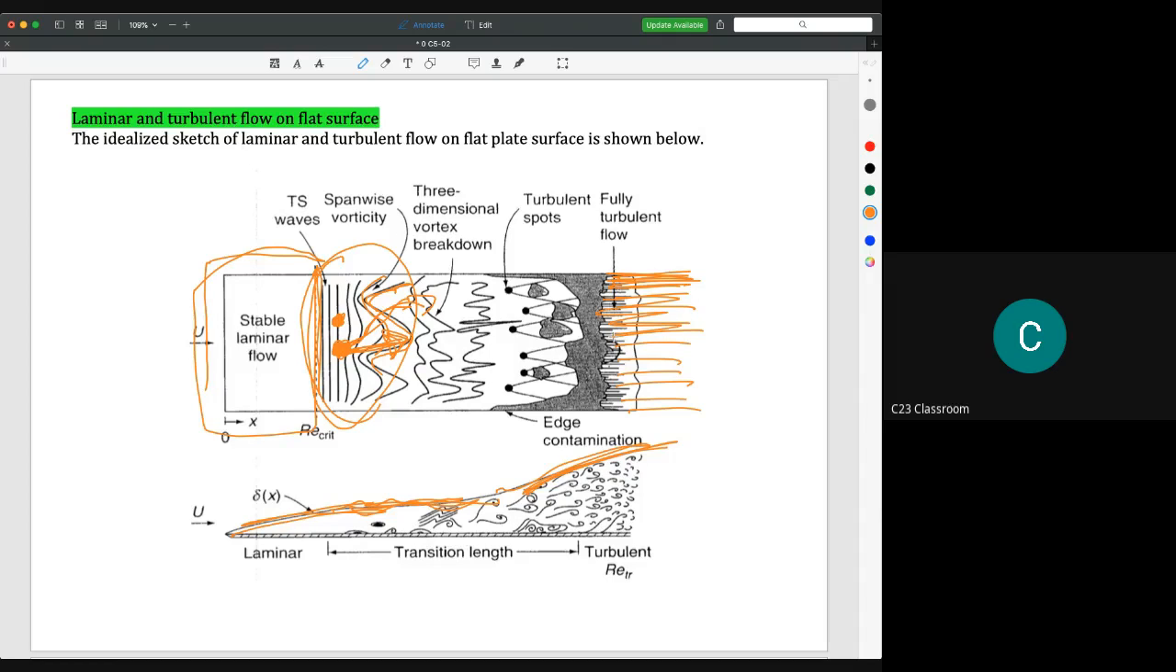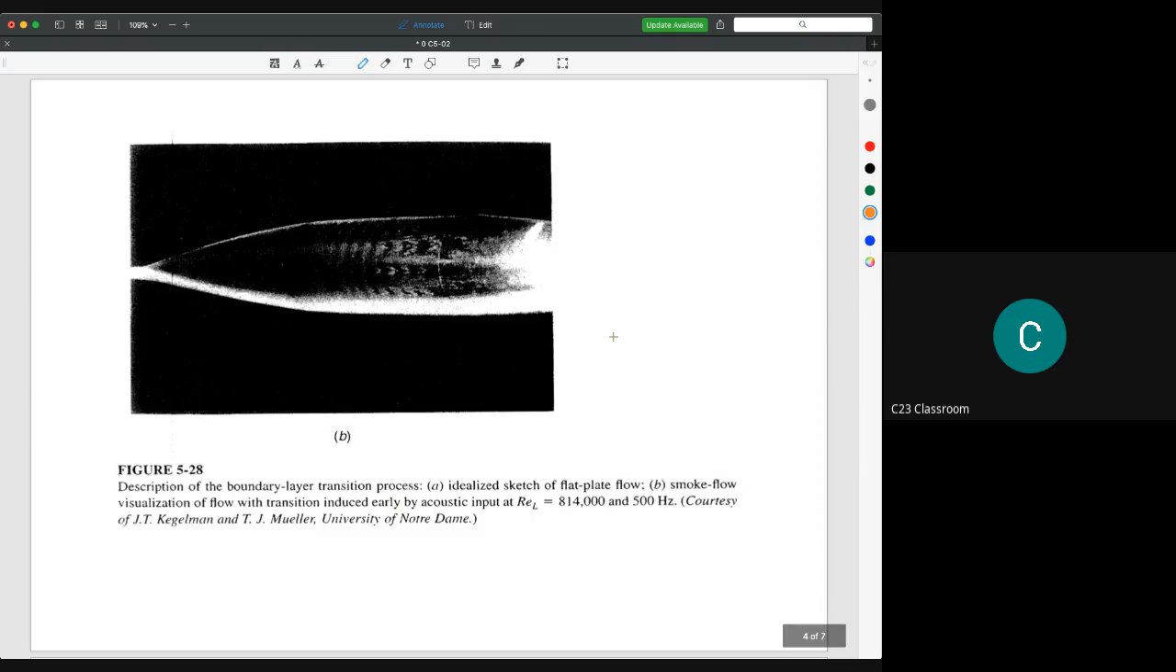And then I hope you could read this, especially in our textbook here. I could show that we can see a pattern here for the transition between laminar and turbulent. Here it says that the transition may occur at 800,000, meaning 8 times 10 to the power of 5.